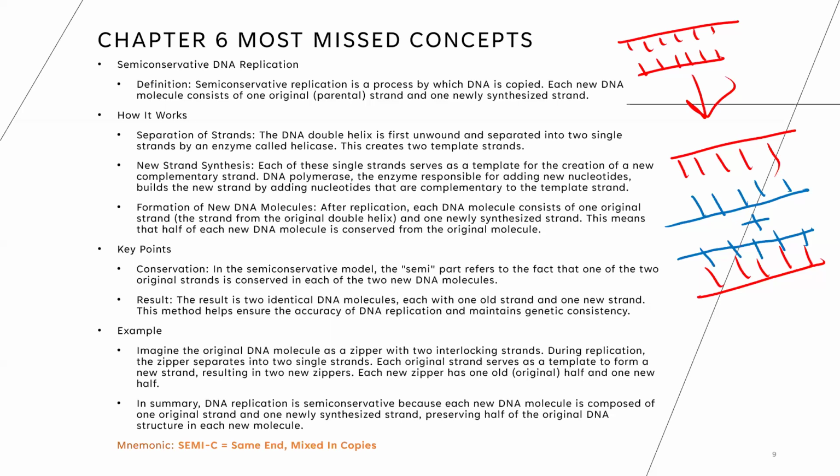And then it goes on to explain on here, imagine the original DNA molecule as a zipper with 2 interlocking strands. During replication, the zipper separates into 2 single strands. Each original strand serves as a template to form a new strand. So we have 2 new zippers. Half of the zipper is originally there in the first place. The other half was the new ones. Okay, so that's all that's going on there.